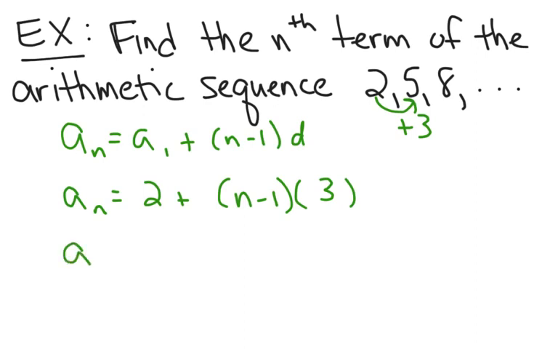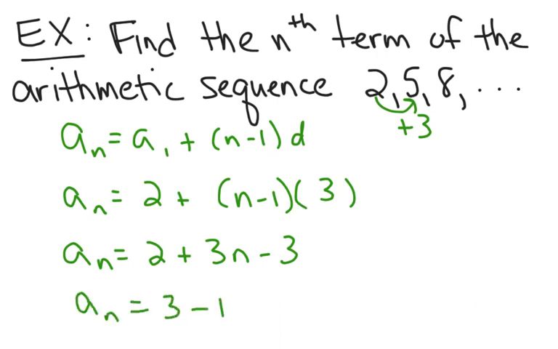Now you can leave the equation like this, but it looks much nicer if you distribute it and you combine like terms. So a sub n equals 3n minus 1 is a much nicer looking equation to represent the nth term of this particular sequence.